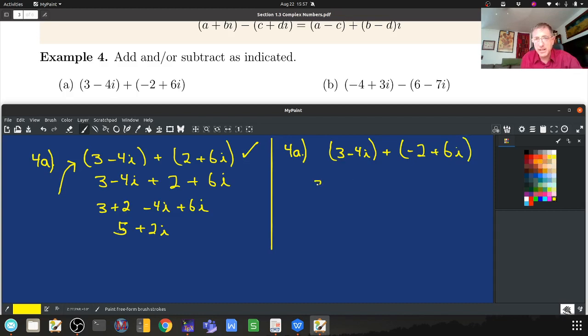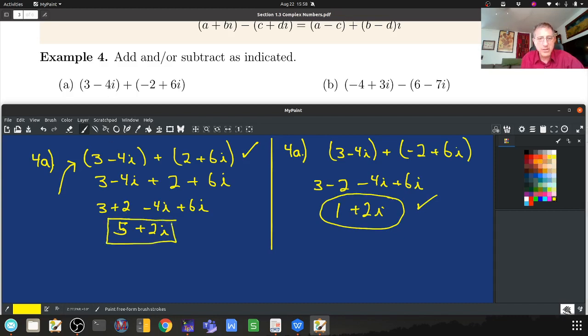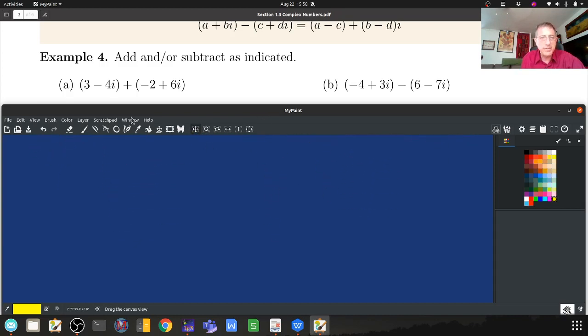So we're going to add the real parts and then the imaginary parts. 3 minus 2 is 1, and minus 4i plus 6i is plus 2i. So that's the actual answer to the problem that was given, and the other is the answer to the similar problem that I wrote down differently from what was given.